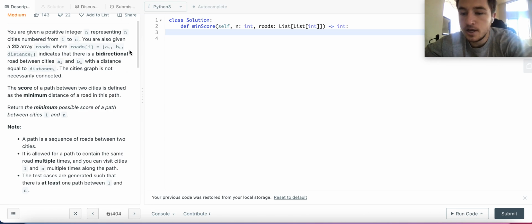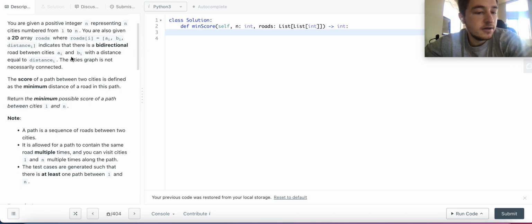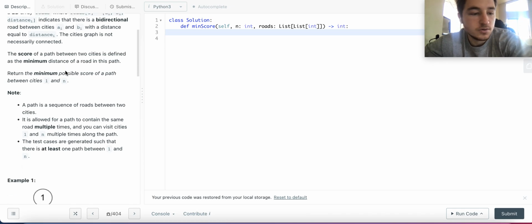If there's an edge between A and B, there's a corresponding edge between B and A, and it's not necessarily connected. So you can't necessarily go from one city to another city. There's connected components within this graph. The score of a path between two cities is defined as the minimum distance of a road in this path.